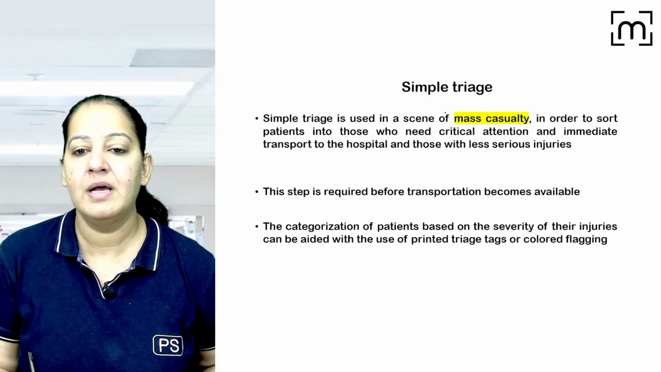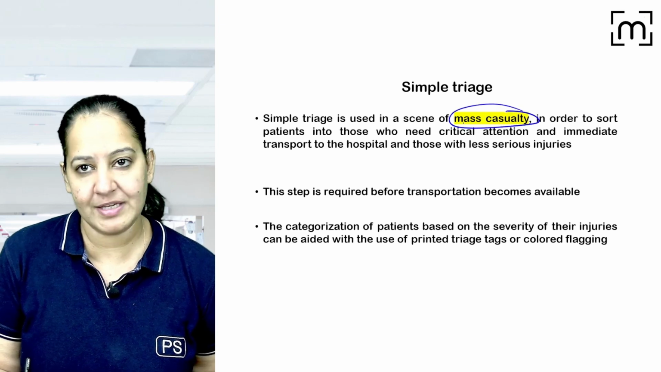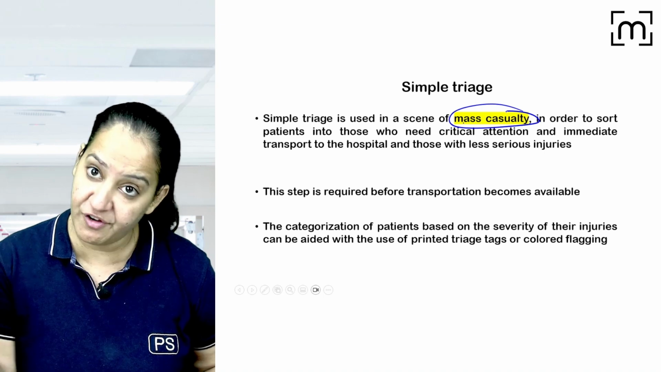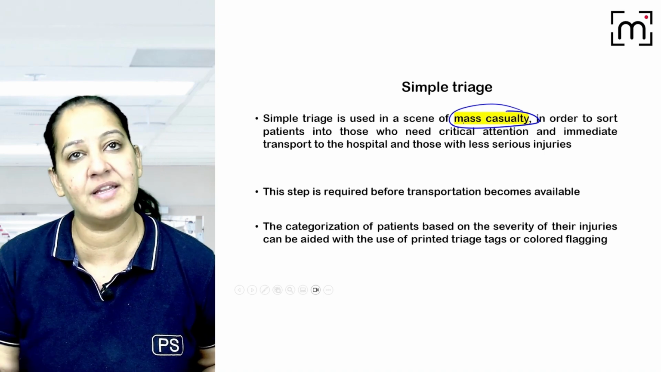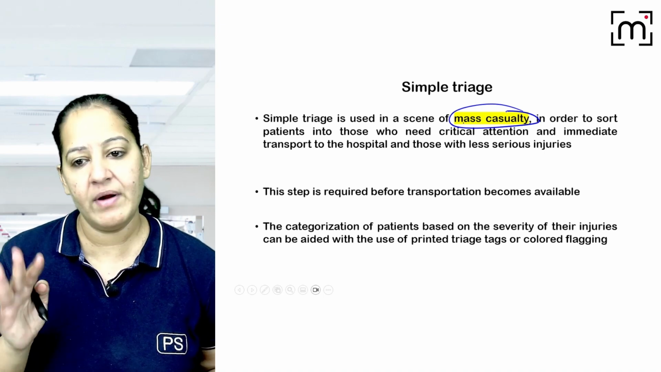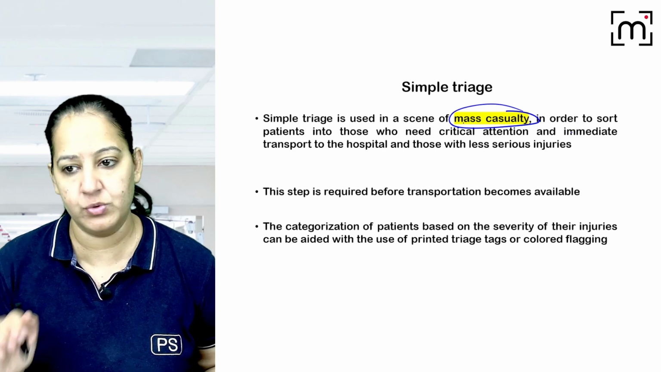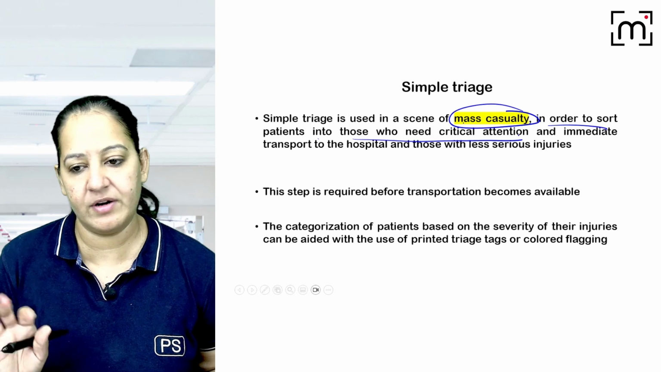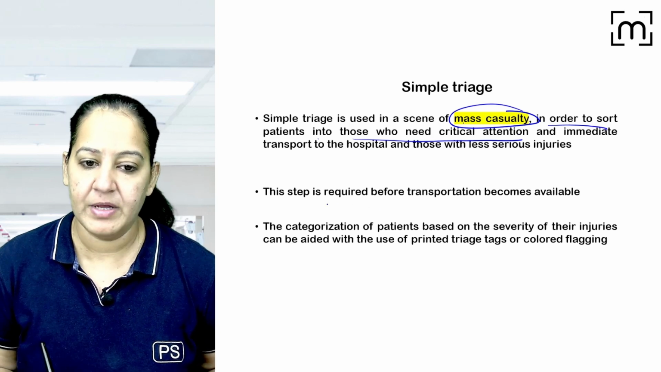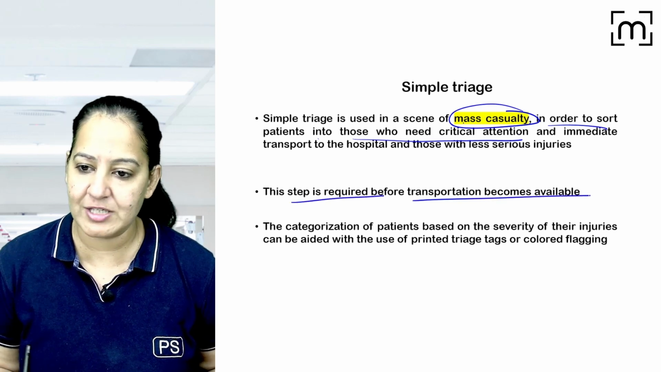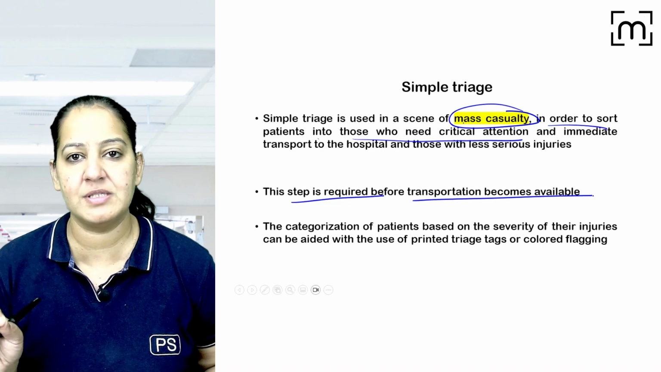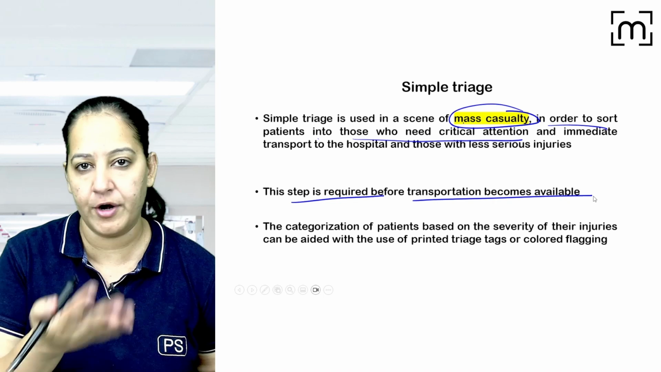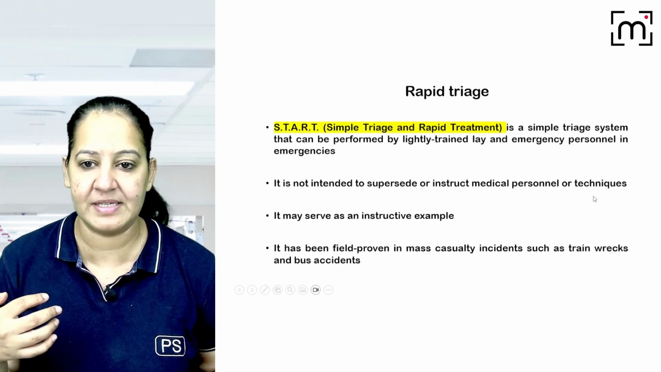What do you mean by simple? In simple triage, in case of mass casualty, on the site we are just segregating them and shifting them to the nearest hospital, and in the hospital we will give the treatment, right? In case of mass casualty, we do so. In order to sort the patients, those who need critical care, we do it on the site and then we shift them. So this step is required before transportation becomes available. Once the transportation is available, we will shift them to the hospital and the remaining procedure can be continued in the corridor of the hospital only before taking them inside.